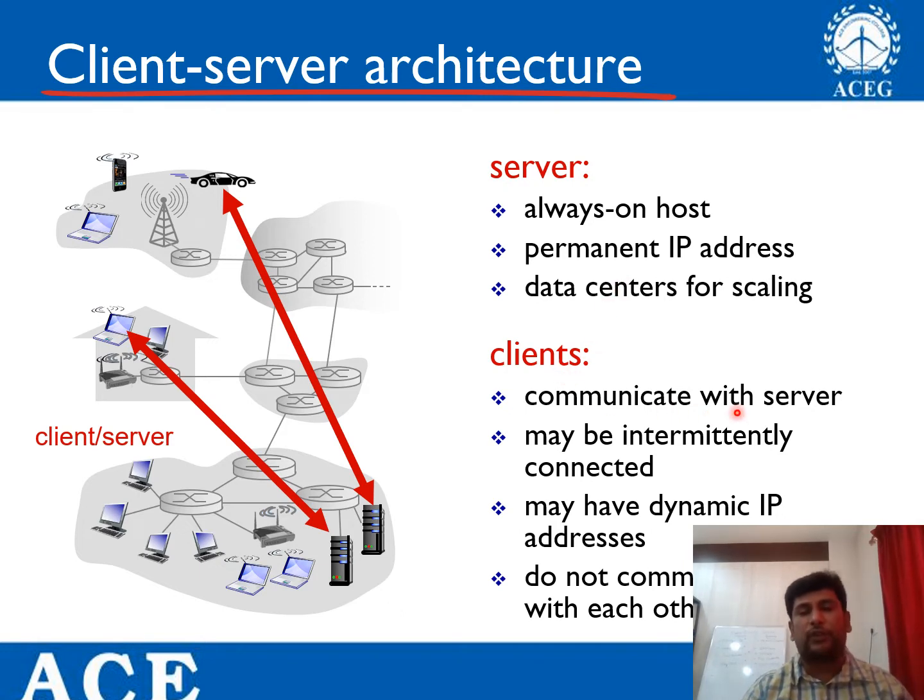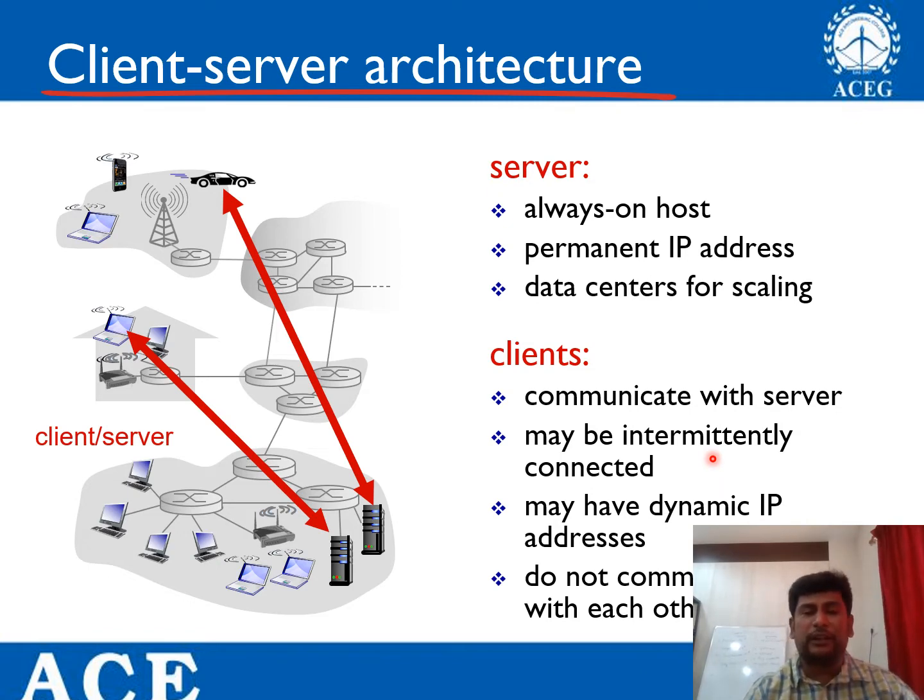Coming to the client, the client is the one who is trying to communicate with the server. For instance, I want to access my email, so I need to log into it. That is where I am the client trying to communicate with my mail server. I may not be continuously connected. Some apps are not used continuously, whenever I want to log in, like a bank server or net banking. So I try to log in whenever I need a service, so I am intermittently connected.